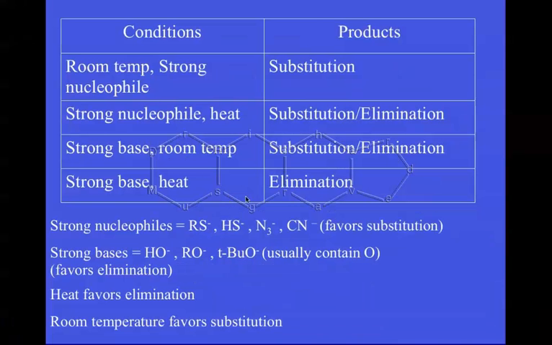So in summary, what we can say is if we have room temperature and a strong nucleophile, we're going to favour substitution. Strong base and heat will favour elimination, and strong nucleophile and heat and strong base and room temperature will favour both substitution and elimination products. This kind of table, you'll get some sort of version of that with your test. That's not something you have to memorize.